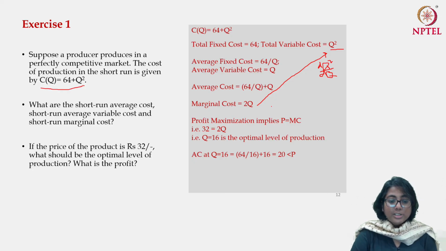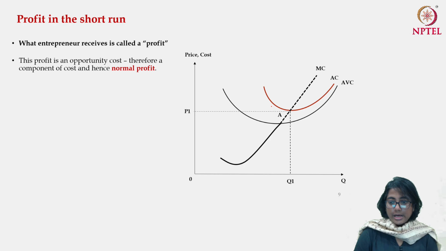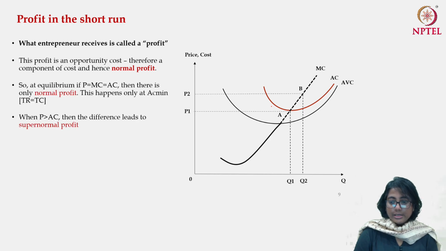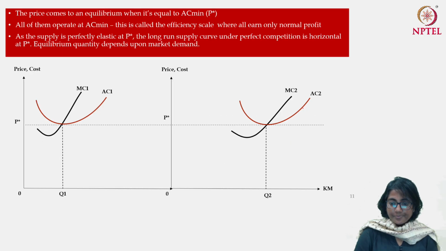Now the next question that we had is, what is the profit? In order to calculate the profit, we need the total revenue as well as the total cost. Also, if we go back to the previous slide, can you remember how we calculated the supernormal profit? The supernormal profit was P minus average cost, multiplied by the quantity produced. That is what was giving me the total revenue minus total cost in a sense. So here also we are going to do it in the same way.